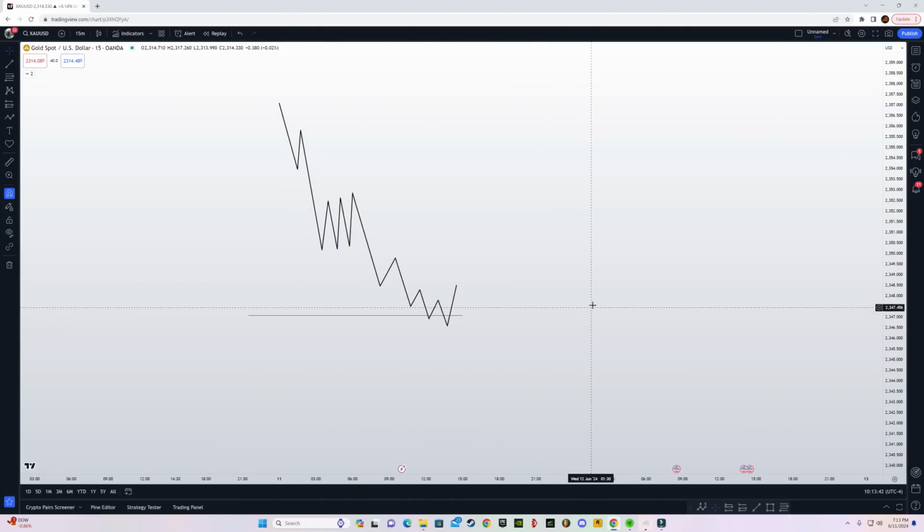So when you drop down to the 1 hour time frame, you have to identify original consolidation.